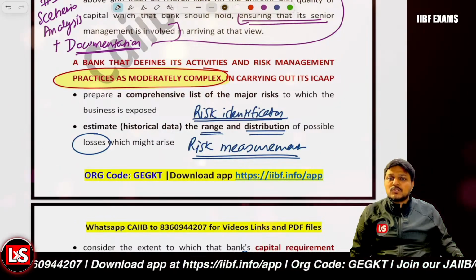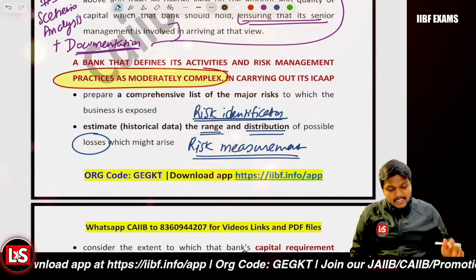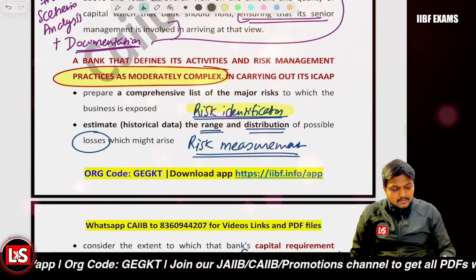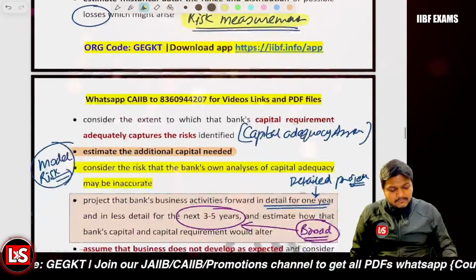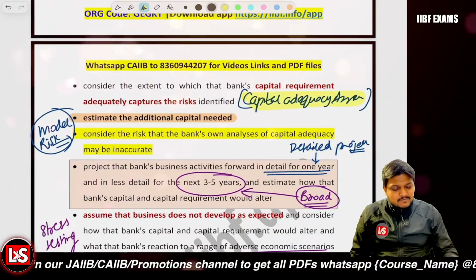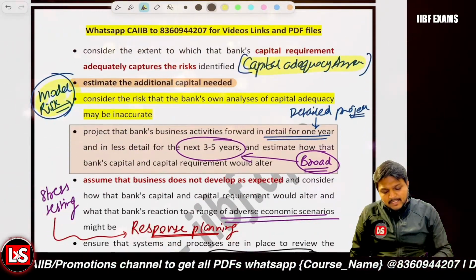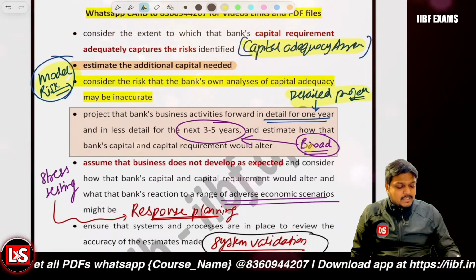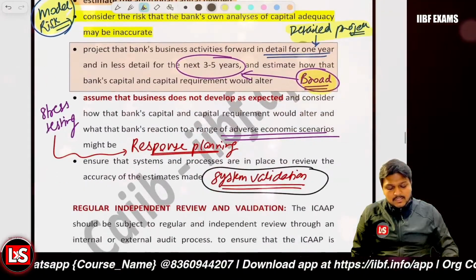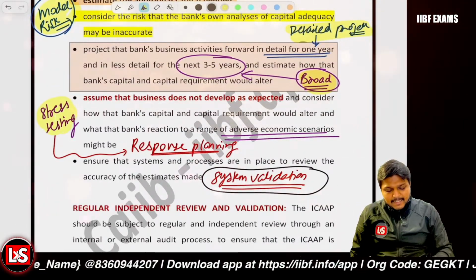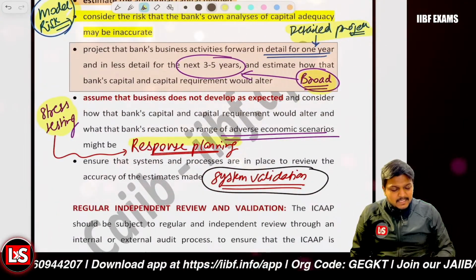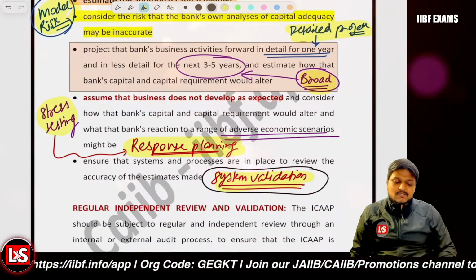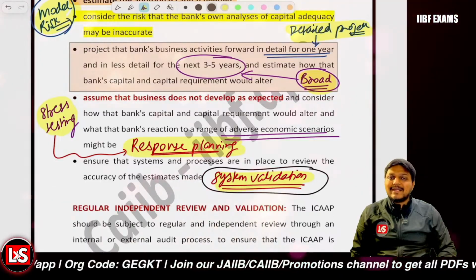So first thing first was done related to what? Risk identification we did. Then we did the risk measurement. Further after that, the capital adequacy assessment was done, and we are to identify the model risk. And further, the detailed projection is to be done for up to 1 year. Broad projection is done for up to 3 to 5 years. Stress testing is to be done, and further, the response planning is also to be taken care of. Then the system validation is to be done. So this is the process which is to be followed for the moderately complex bank.